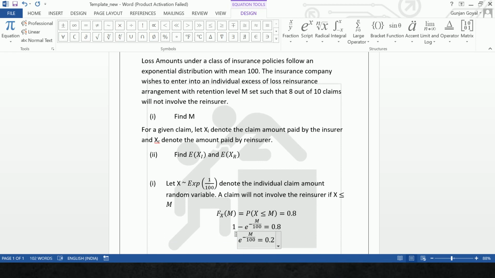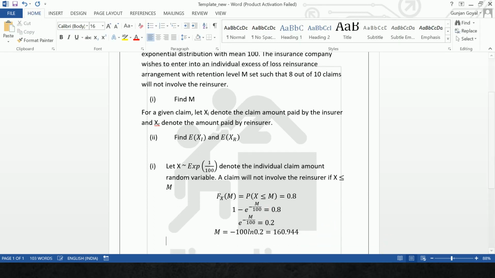And if I come down to the next line, we can continue that M is equal to, taking logs on both sides, minus 100 ln of 0.2, which is equal to, when you solve it in a calculator, 160.944. So this is my first part. Now let's come to the second part.